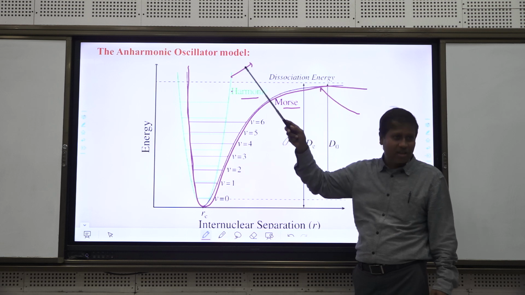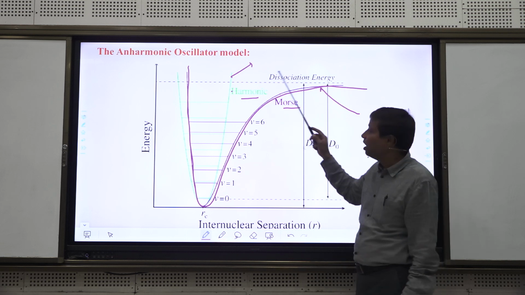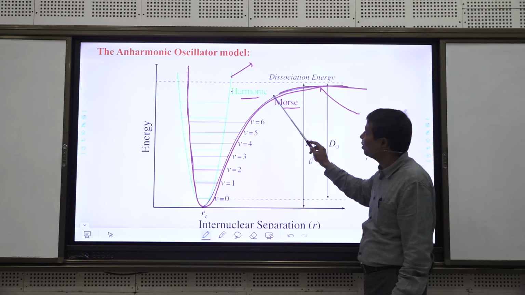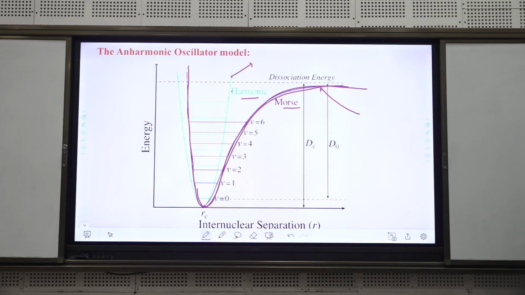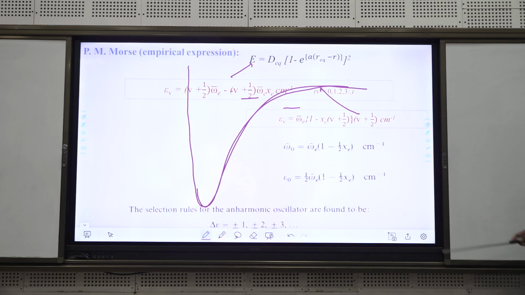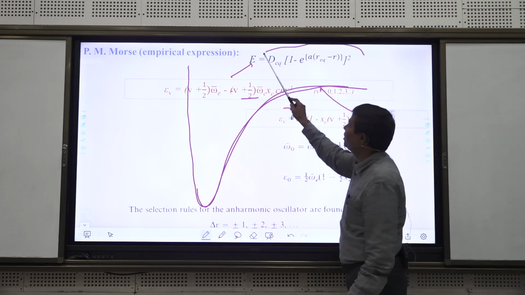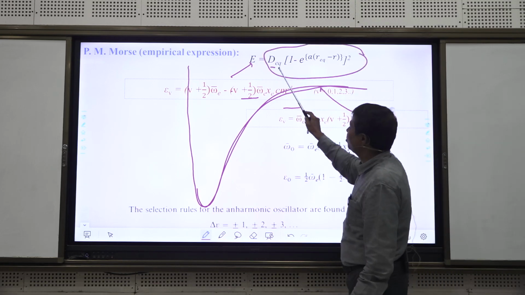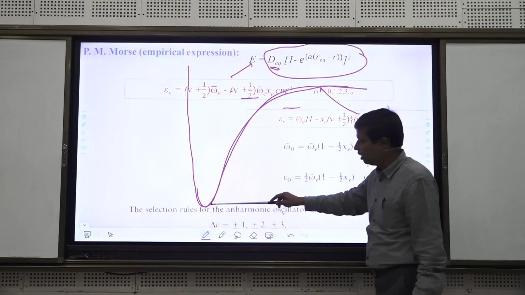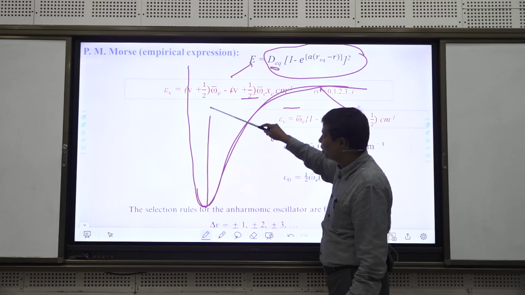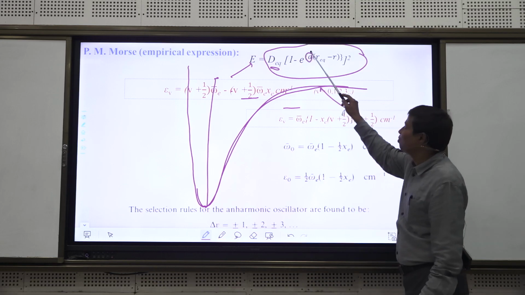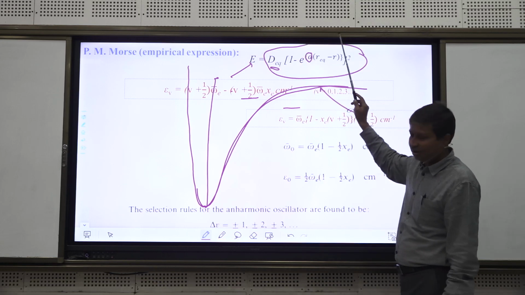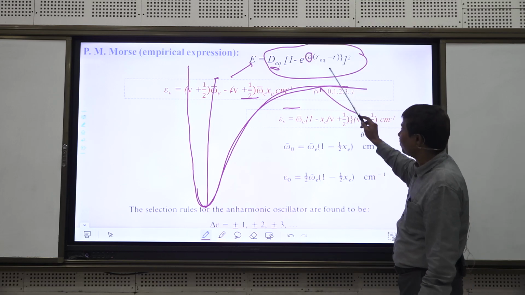considers the spring, the parabolic half kx square, but this one must be different, and then Morse gave an empirical equation. If you put that equation, and this is that equation, this energy equation, D_e means from equilibrium to the dissociation energy level. This is a small constant that depends on the molecule.